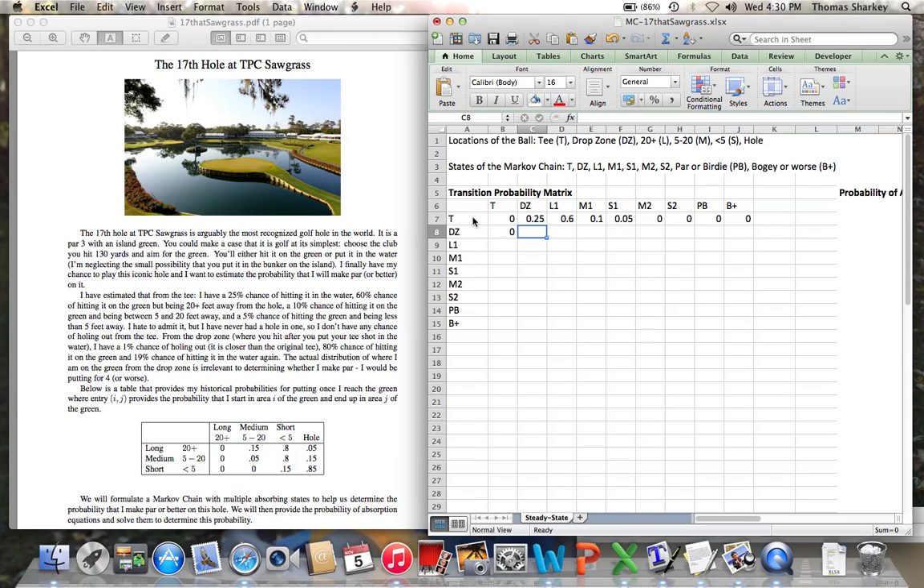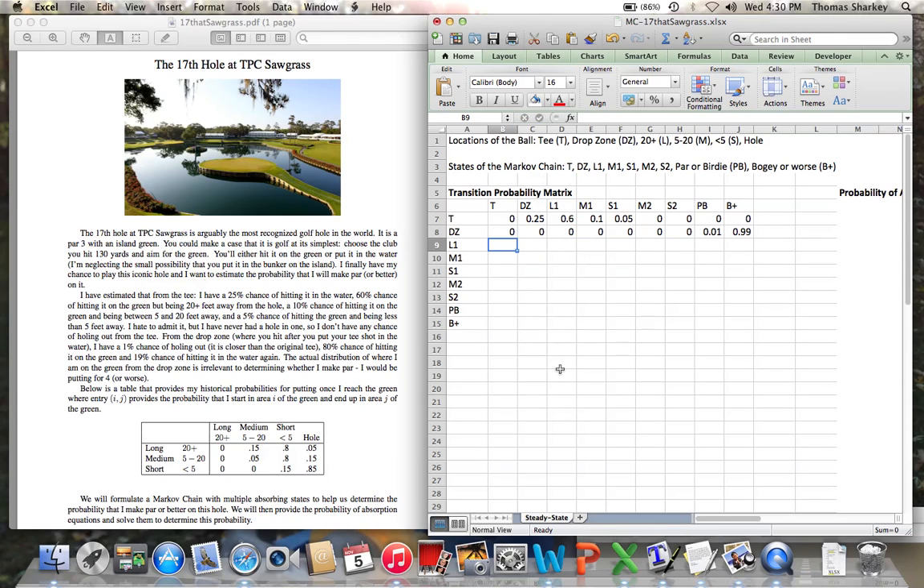Technically speaking, if I hit the ball in the water again, I end up in the drop zone again. But like I said before, if I don't hole out from the drop zone, I'm going to make bogey or worse. So we can put zeros in basically everything besides the par or birdie state or the bogey or worse state. So 0.01% of the time from the drop zone I hole out and make my par or better, and 99% of the time I end up having to take another shot, so I'm going to make a bogey or worse.